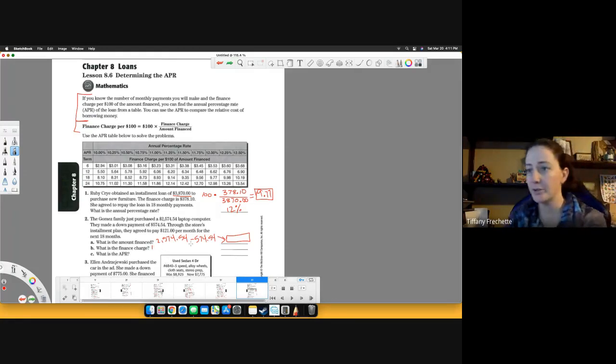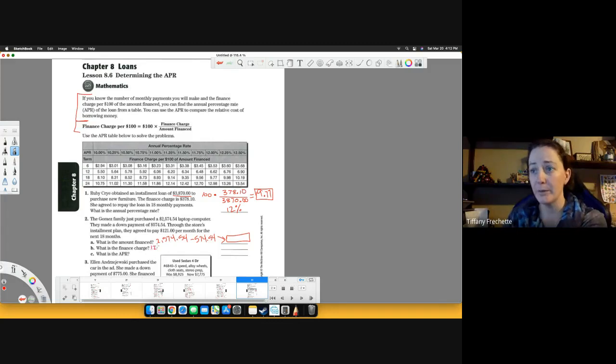Nope, I'm fibbing too. Sorry, that's the next part. So finance charge. I was reading that wrong. It's not finance charge per 100. This is just the finance charge because they didn't tell us that. Up here, they told us what the finance charge was, right? They flat out just gave it to us. Well, now they're asking us to calculate it.